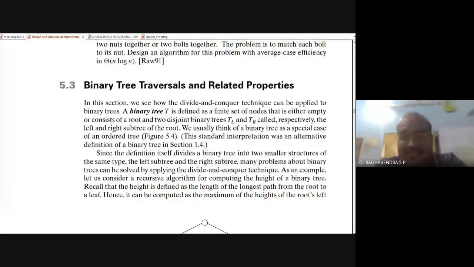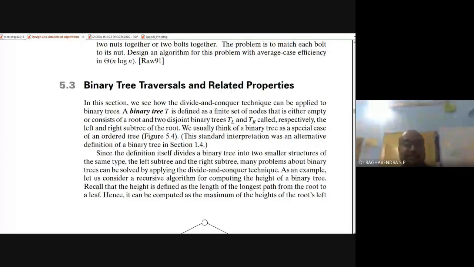It is a binary tree. We will always represent a binary tree by T. T is a variable or a symbol which is used to represent a binary tree. It is always defined as a finite set of nodes. Means whatever nodes are present in the binary tree, they are finite, means countable. And that is either empty or consists of a root and two disjoint binary trees.